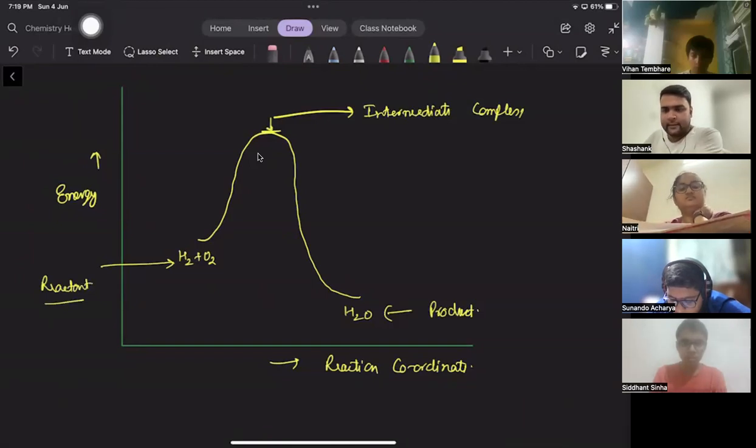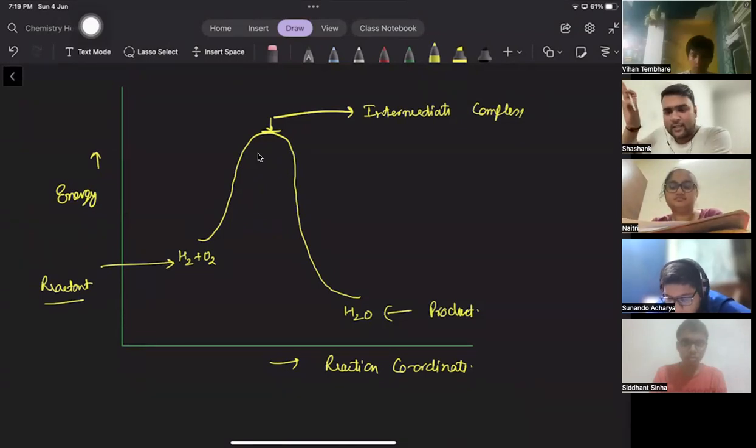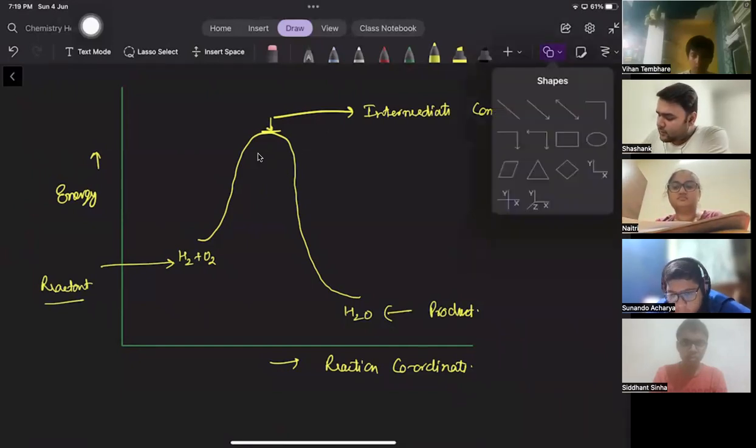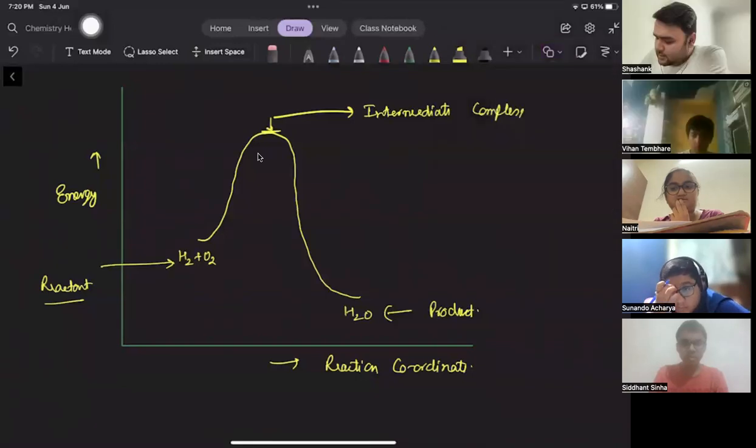Understand? If you somehow cross this peak, what do you get? You get product. Just cross this peak, you'll slide down to the product. But if you're not able to cross that, you'll slide back to the reactant. And that is why the energy difference is very beautifully called... how do I show you that? I can use this.